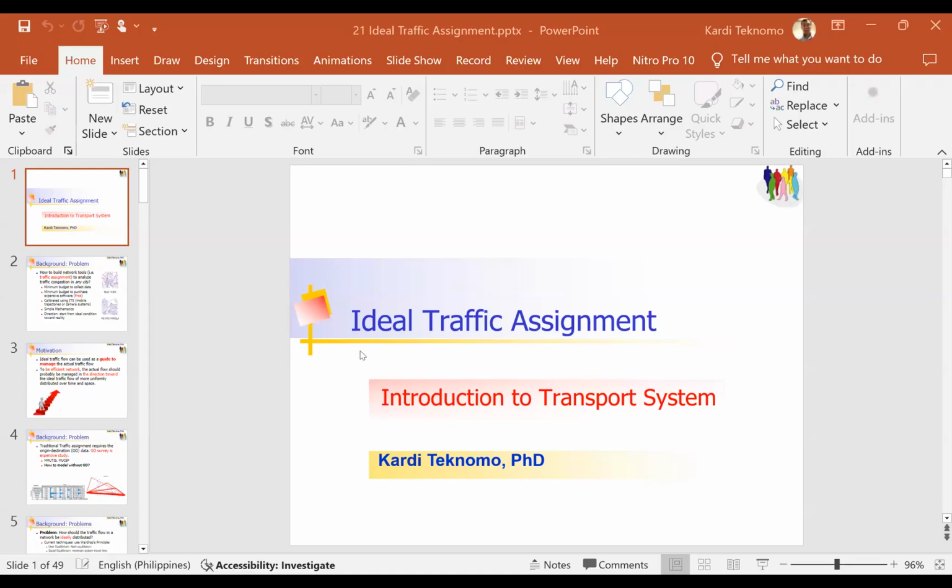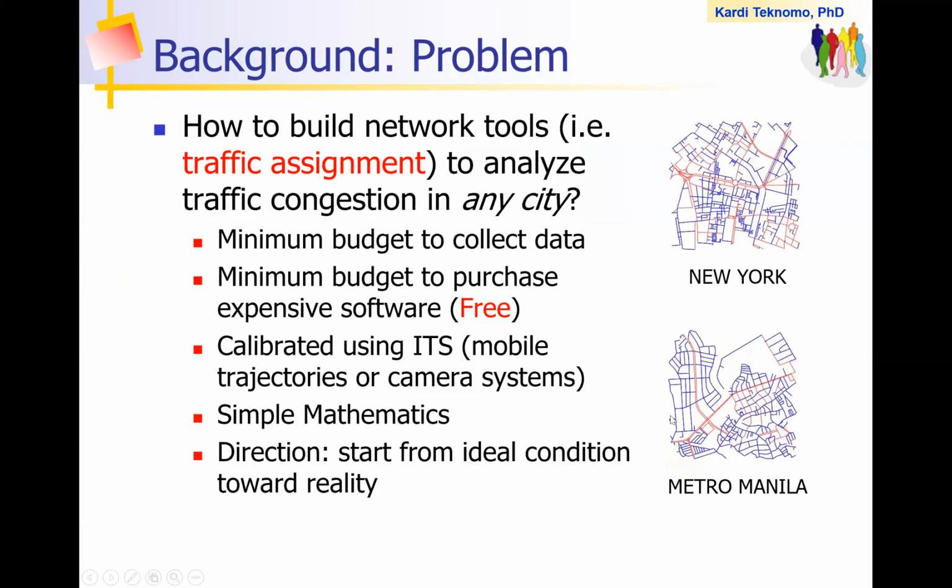So I call this ideal traffic assignment. I don't know if I put this already in the Moodle or not. If not, I can put it later. So you have a tool now: how to build a network tool, which is a traffic assignment, to analyze congestion in any city, right? So your budget is minimum to collect the data. Your budget to purchase the software is also minimum. This is free, right? So one more important thing I want to introduce here is the possibility to connect it to ITS, Intelligent Transportation System, using mobile trajectories and camera systems.